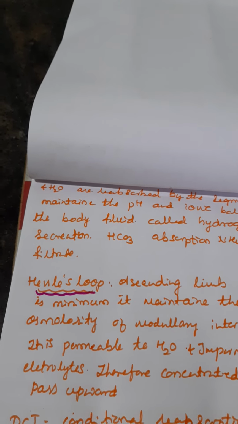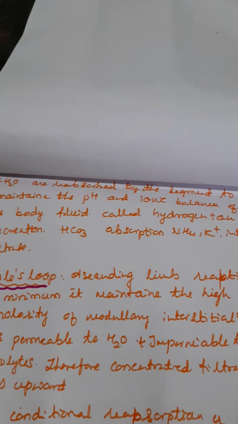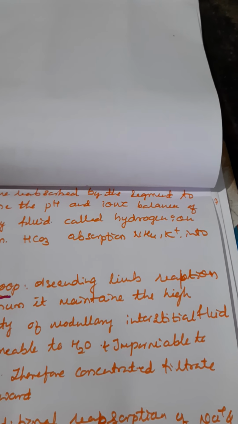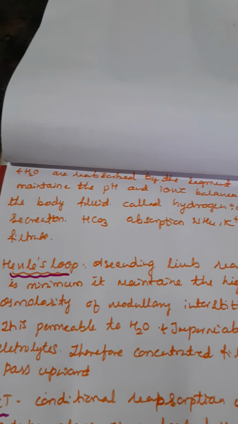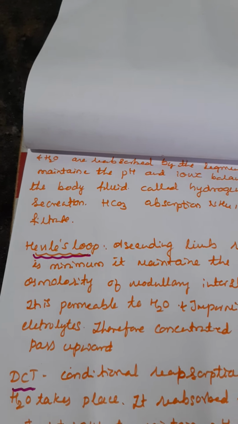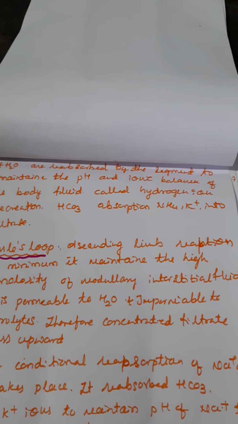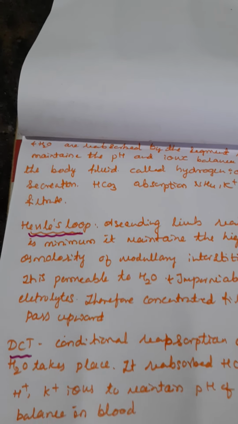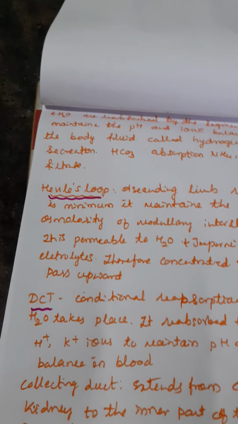Henle's loop. In the ascending limb, reabsorption is minimum. It maintains the high osmolarity of the medullary interstitial fluid. It is permeable to water and impermeable to electrolytes. Therefore, concentrated filtrate passes upward.